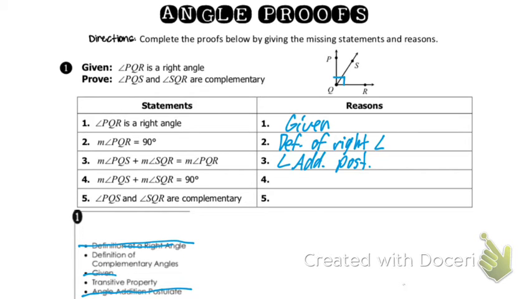Number 4, the measure of angle PQS plus the measure of angle SQR equals 90 degrees. It's our transitive. We could use substitution, it's just not an option here. We could use substitution as long as you clarify what that is.